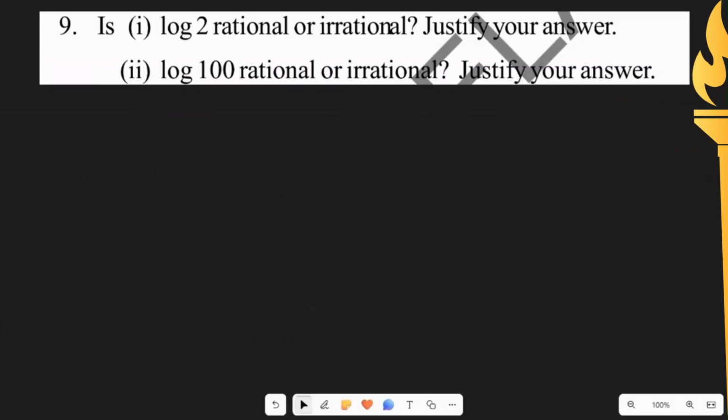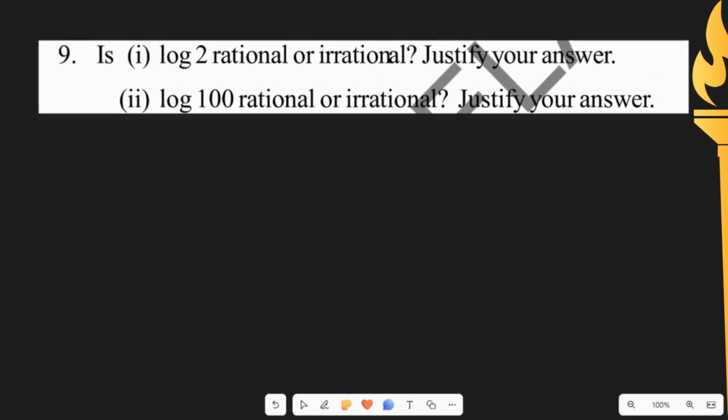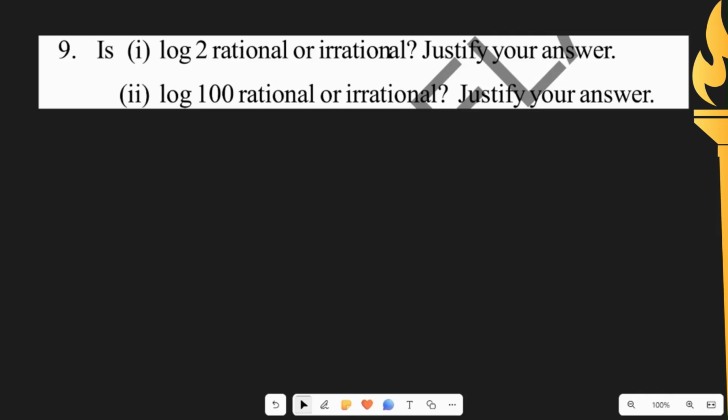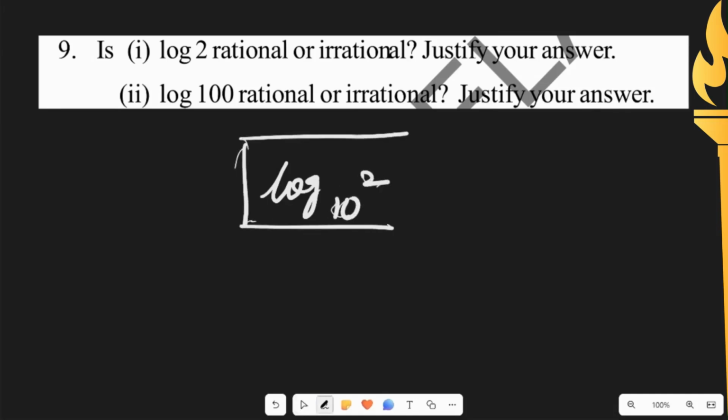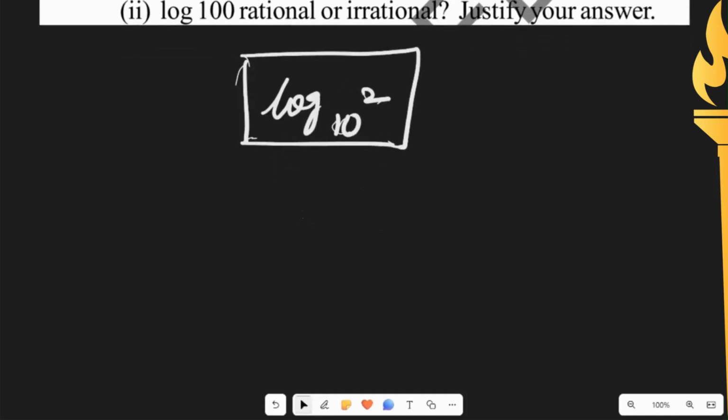The ninth question of exercise 1.5. It says, is log 2 rational or irrational? And justify your answer. And the second question is, is log 100 rational or irrational? And justify your answer. First point, I would say log 2 is irrational. To justify my answer, I would say this. If there is nothing in the base, it actually means that the base is 10. So we have to prove that log 2 base 10 is irrational.